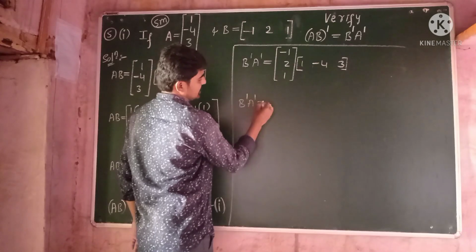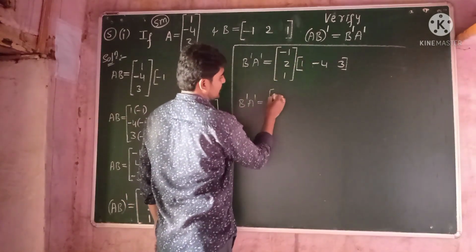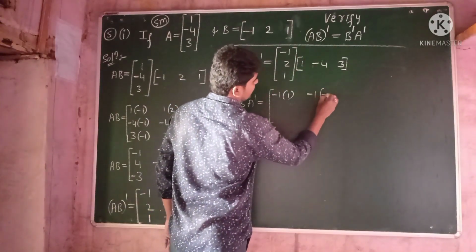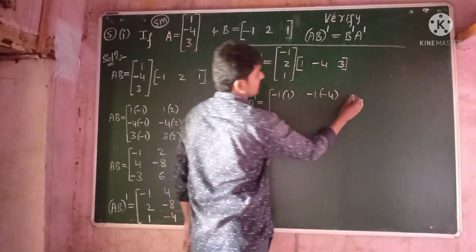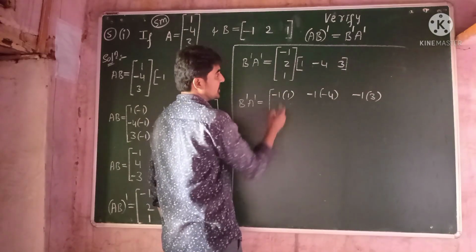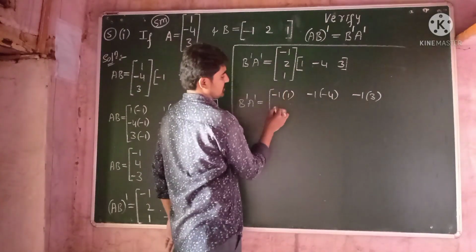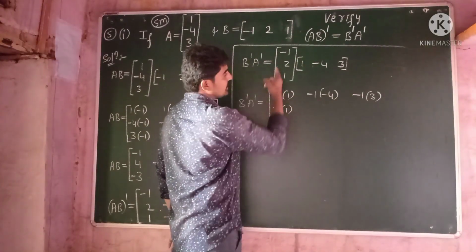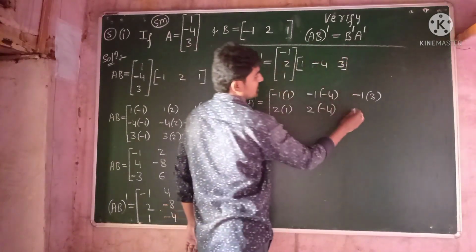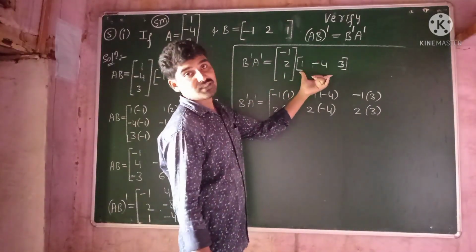B dash into A dash is equal to first row first column, minus 1 into 1. First row second column, minus 1 into minus 4. First row third column, minus 1 into 3. So first row is completed with all the 3 columns. Now we move to the second row. Second row first column, 2 into 1. Second row second column, 2 into minus 4. Second row third column, 2 into 3. So second row is completed with all the 3 columns.